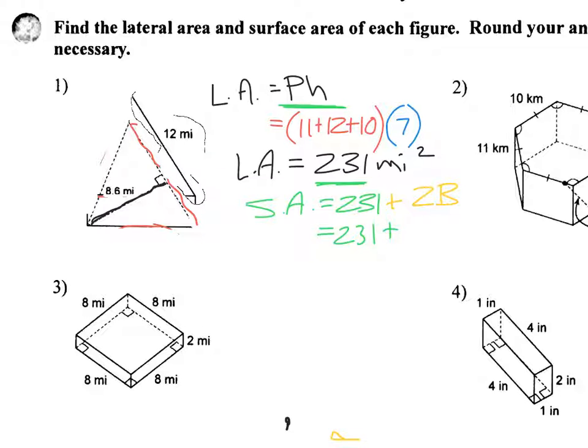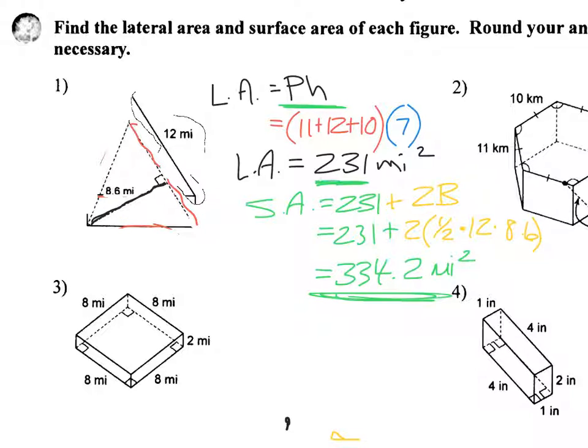So the area of the triangle then is going to be 231 plus, so 2 times area of a triangle, which is 1/2 times base, which is 12, times height of the triangle, which is the 8.6. So now I'm going to type all that in on the calculator. I've got 231 plus 2 times parentheses, 1/2 times 12 times 8.6, close parentheses, and I get 334.2 miles squared. So that's the surface area of the whole thing. Remember, surface area should be bigger than your lateral area. Okay, it's a lot of stuff, I know, but we're going to keep going here.